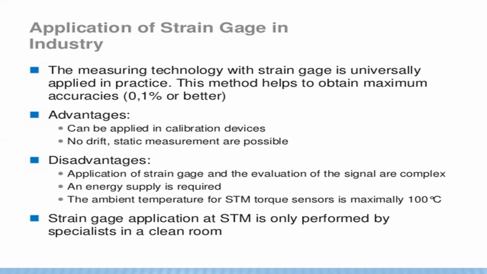And also, what are the disadvantages? Application of strain gauge and the evaluation of the signal are complex, and an energy supply is required. The ambient temperature for torque sensors is maximally 100 degrees centigrade. These are the disadvantages.